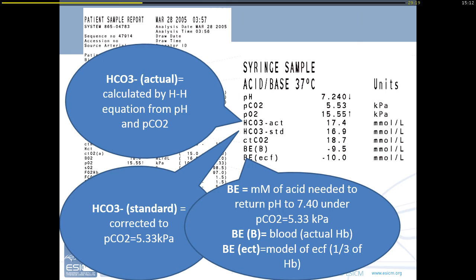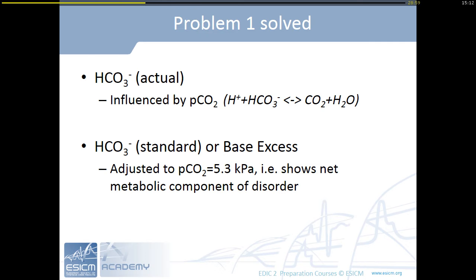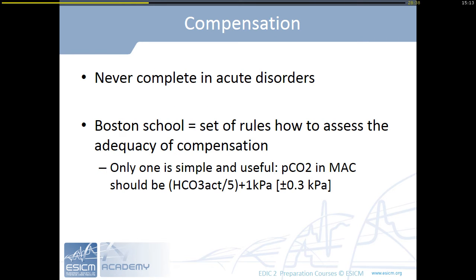Because the buffering capacity differs, base excess could be calculated differently from whole blood and from the model of extracellular fluid. You can forget about this difference. It's not clinically significant. They differ only very slightly, okay? So this problem one is now solved. They did it in the late 50s. They simply introduced the concept of standard bicarbonate or base excess to clear the numbers from the influence of shifts of CO2. That's all fine, but unfortunately, it's still not enough. Did you get it so far? Yes. Good, brilliant. It's very simple stuff.